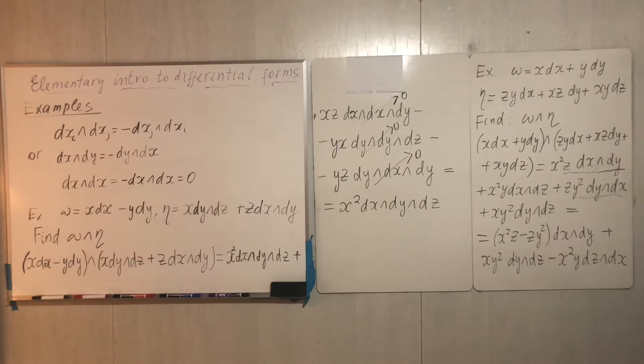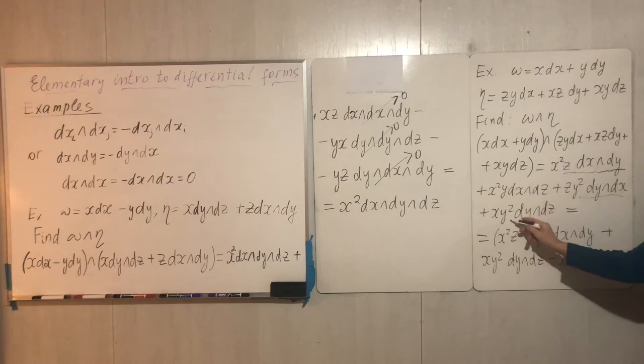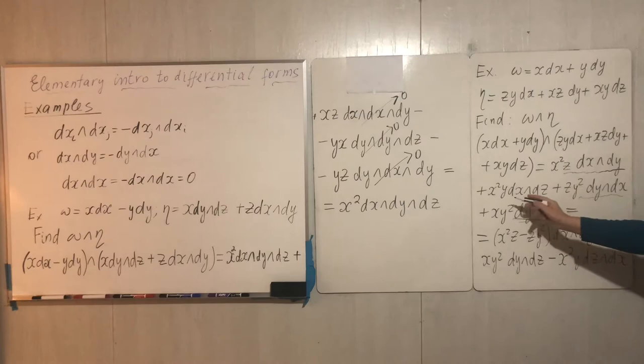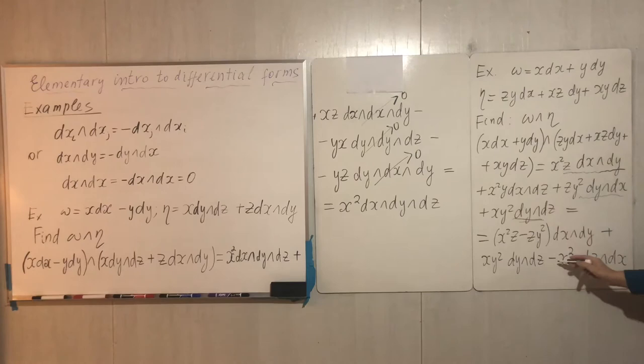Then we have this term, right? x y squared, just copied dy dz. And for this one, I switched x and z, dx and dz, so we have minus x squared dz dx.